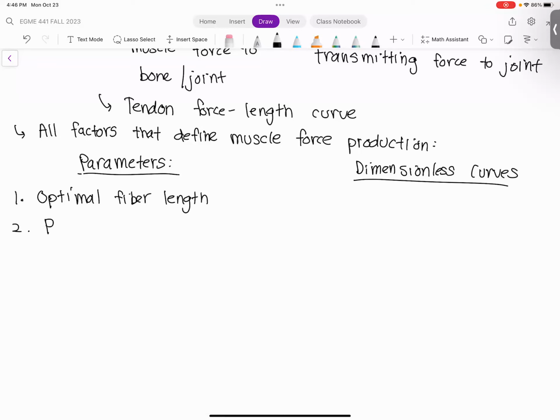2 is the pennation angle. 3 is the maximum isometric force, which we said was a function of the physiological cross-sectional area. Actually for number 3 here, most of the time we don't measure the force, we just measure the cross-sectional area. 4 is the maximum contraction velocity.